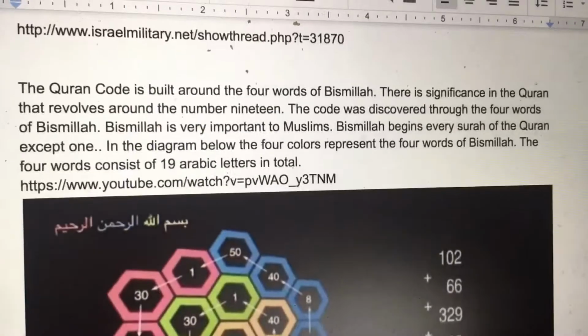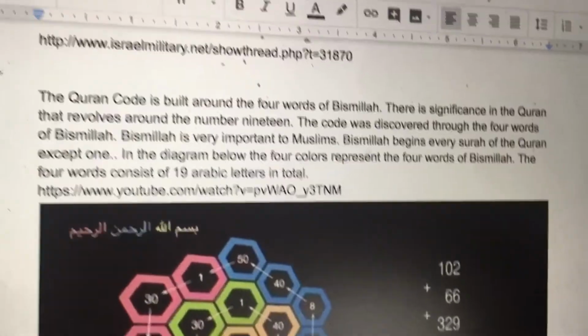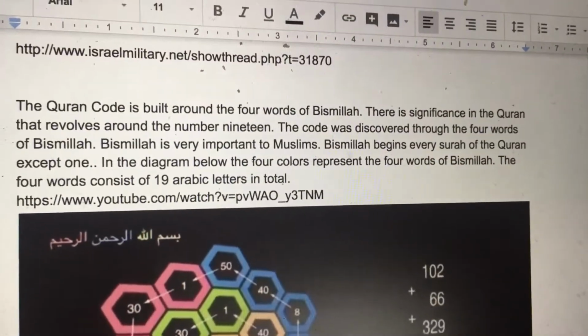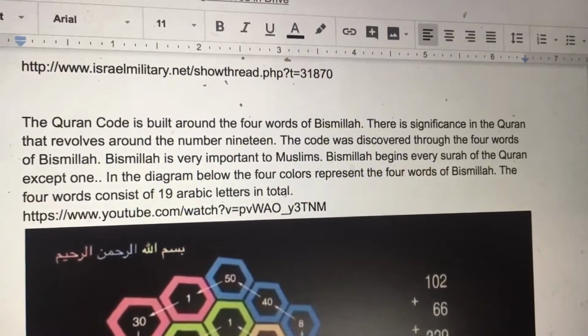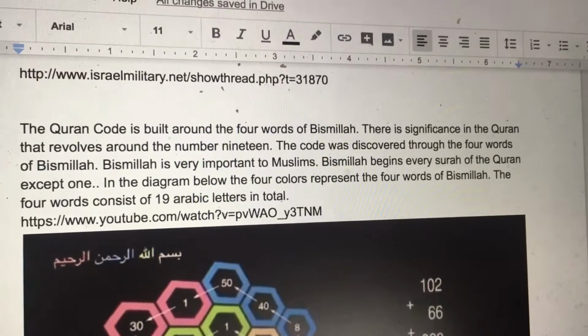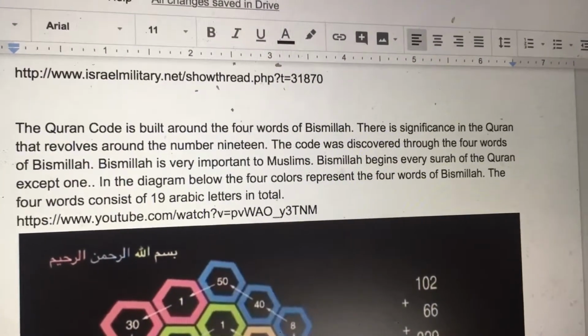The Quran code is built around the 4 words of Bismillah. There is significance in the Quran that revolves around the number 19. The code was discovered through the 4 words of Bismillah. Bismillah is very important to Muslims. Bismillah begins every surah of the Quran except 1.